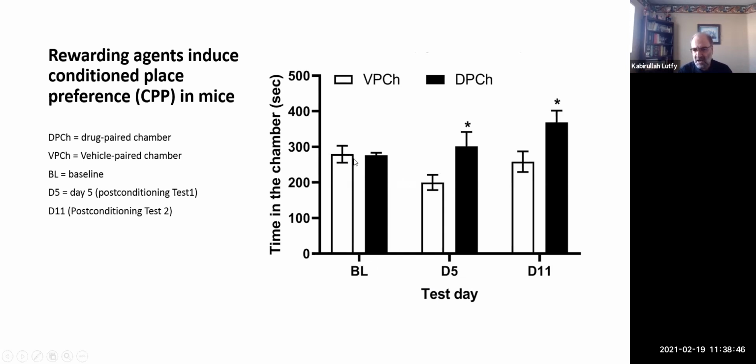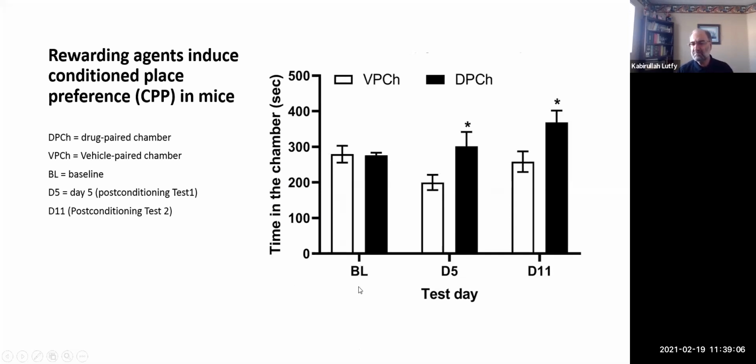Decrease in vehicle and somewhat of an increase in the drug pair, although this is not significantly different from this one, but it is significantly different from the vehicle pair chamber time spent. So the y-axis is the amount of time the animal has spent.